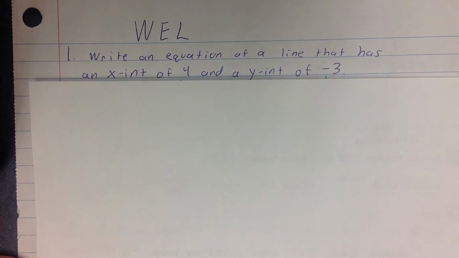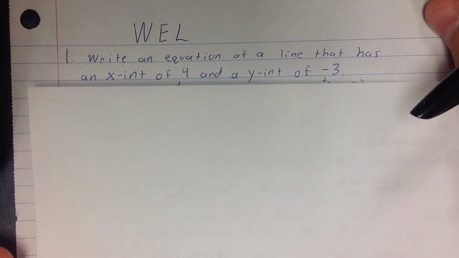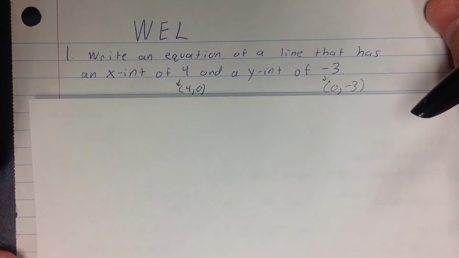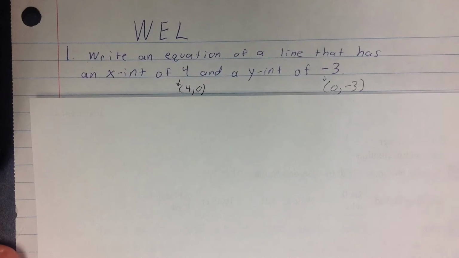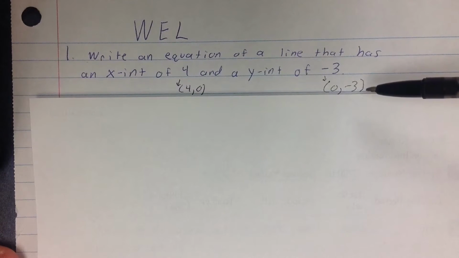Okay, this one's on WELs, and we're dealing with writing equations of a line given different bits of information. So the first one says write an equation of a line that has an x-intercept of 4 and a y-intercept of -3. If it has an x-intercept of 4, that means that's the point (4, 0). And if it has a y-intercept of -3, that means that's the point (0, -3).